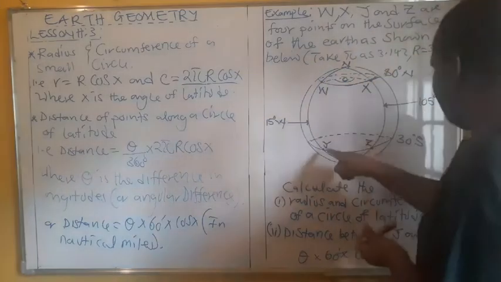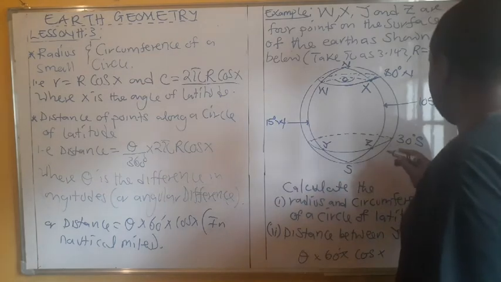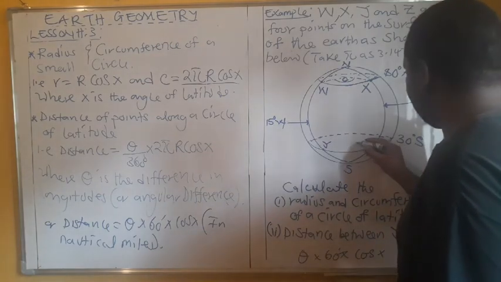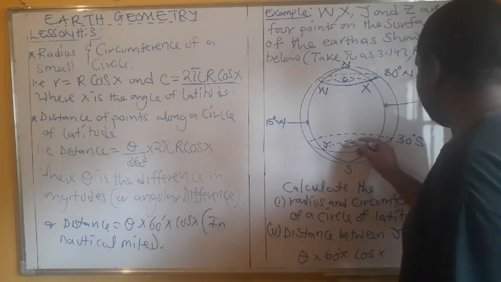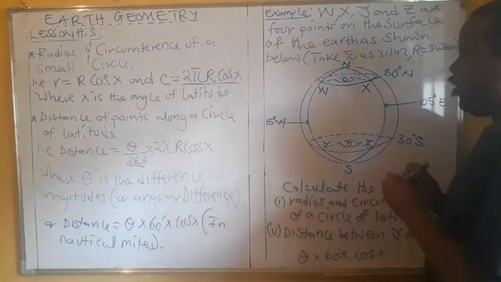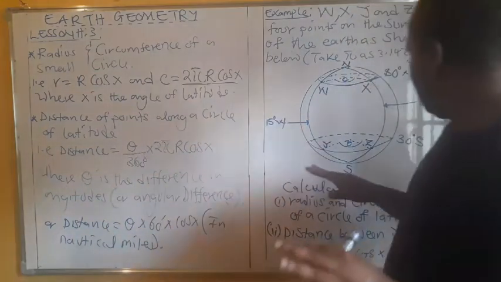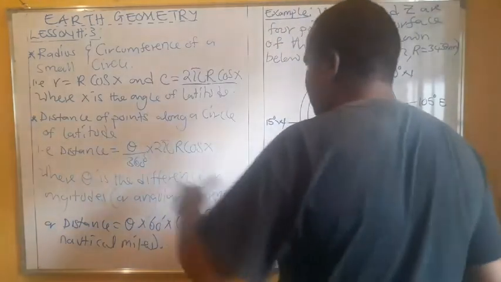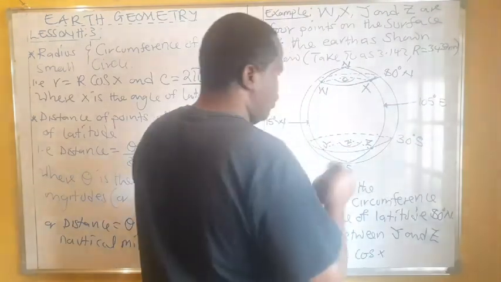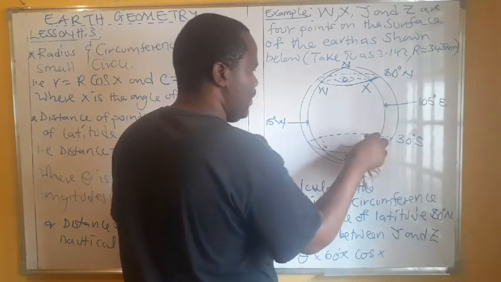So if you are dealing with this, we are talking about the angular difference here. That is our theta. Now take note that these are just representations. You can choose to use any other. You can even put alpha, it doesn't matter. Those are representations. So we are saying the theta in this case is the difference in longitude between the points that we are dealing with.